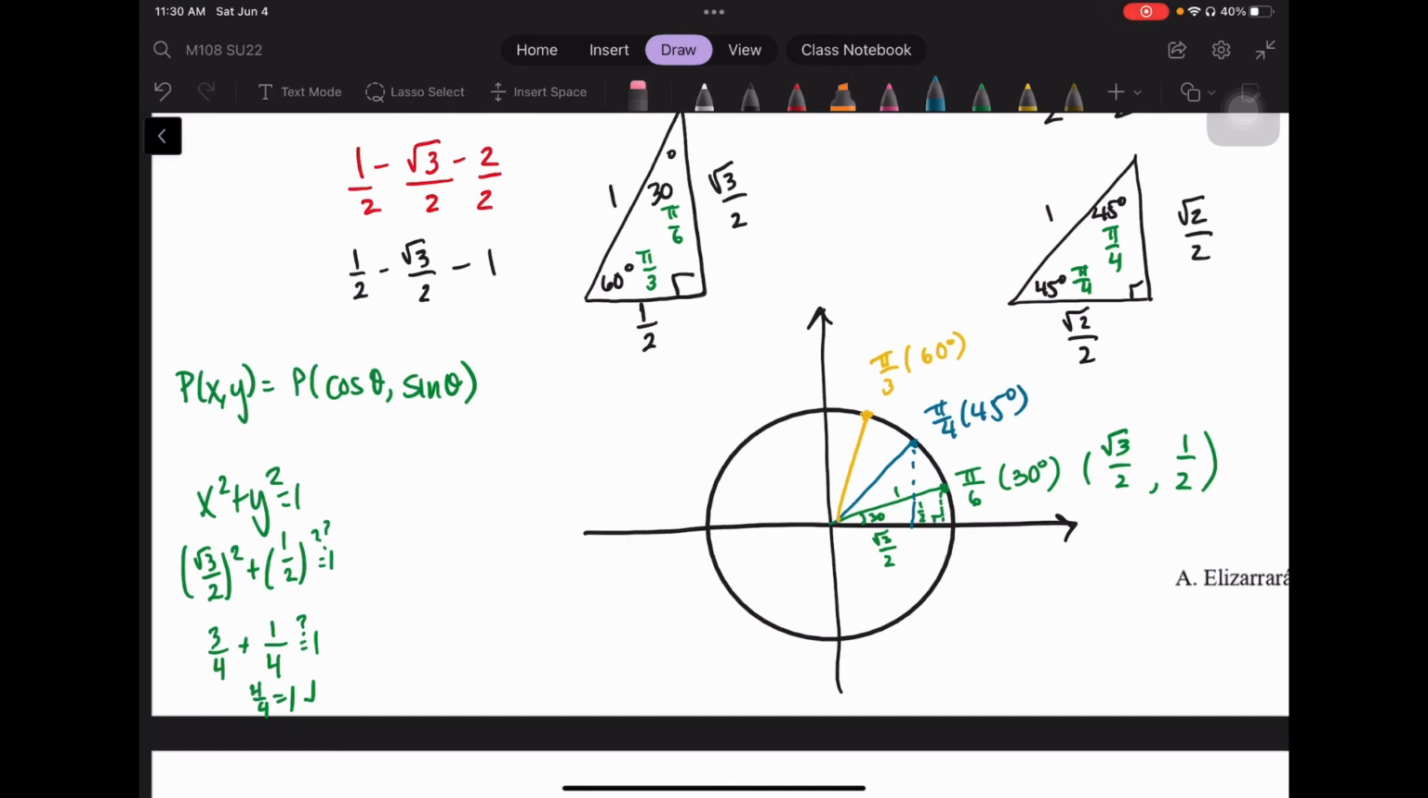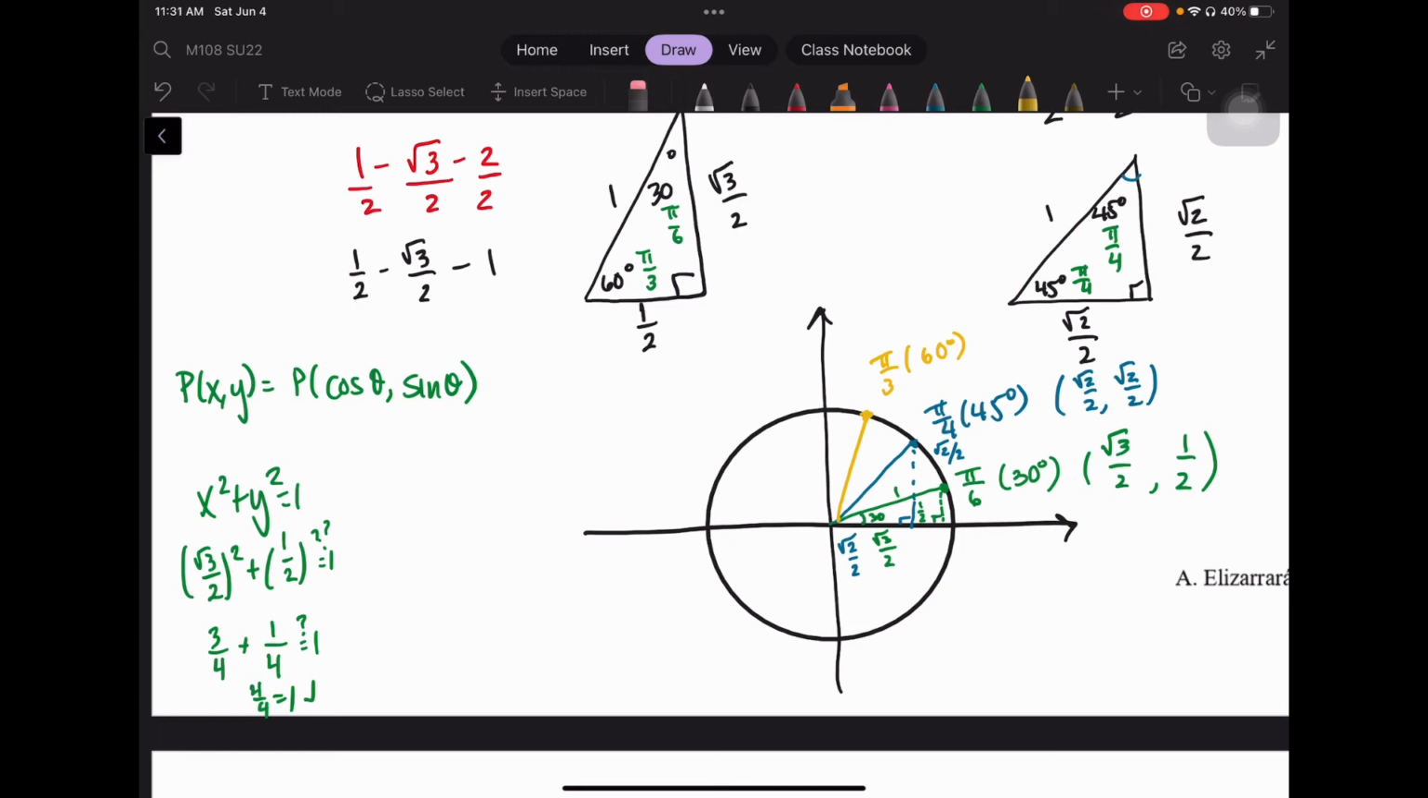the x value, remember, across from each of these 45 angles is root 2 over 2. So the x value and the y value are both root 2 over 2. Because the cosine of a 45 degree angle is root 2 over 2, and the sine of a 45 degree angle is root 2 over 2 when you have that radius of 1.